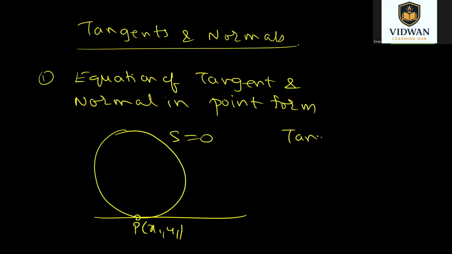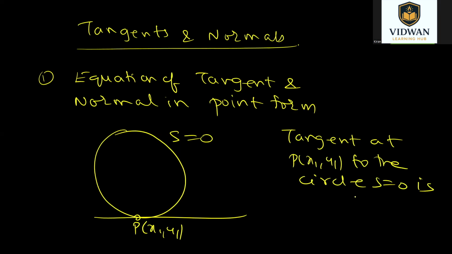So the tangent at P(x1, y1) to the circle S equal to 0 is S1 equal to 0. And we know how to write S1 if S is given. So this is the first result.